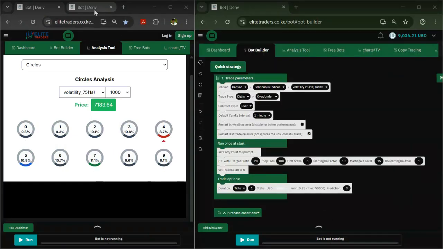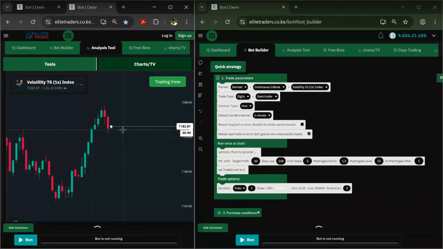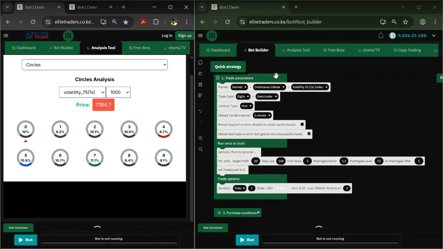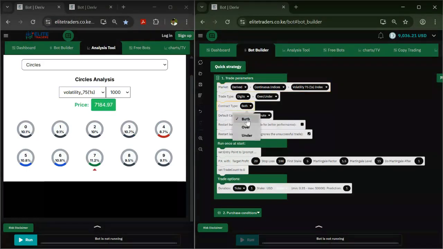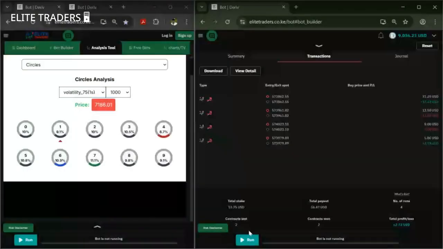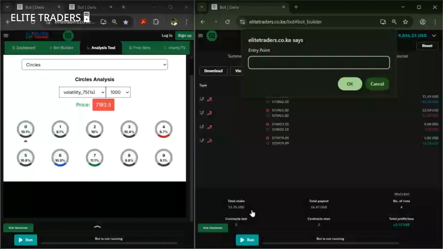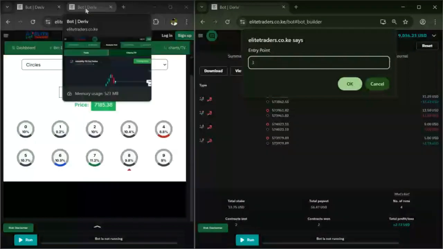So, let's see if the market is now on uptrend, still on downtrend. But you can actually trade the retest. So what do you do? You set up this for a 75 1s. This is over. Here we set up 3. Then our entry point should be digit 3. We are using digit 3 because it's the digit with the highest percentage.